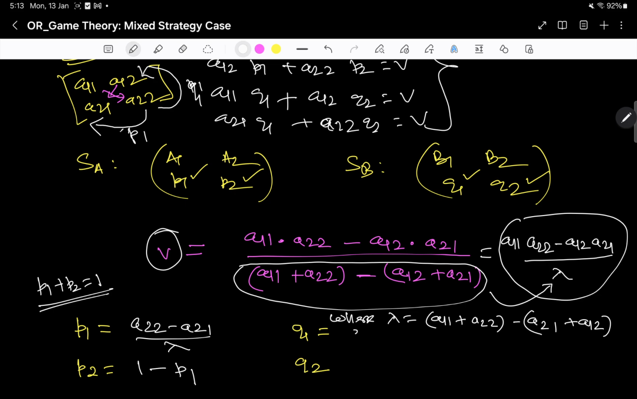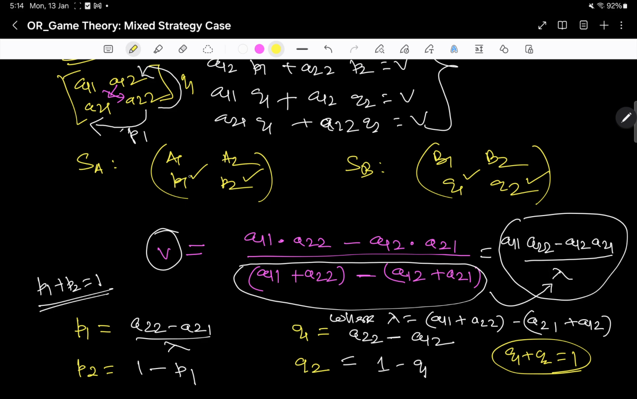So Q1 will be A22 minus A12. This is for my Q1, and once I find Q1, Q2 will be 1 minus Q1, is it not? Because Q1 plus Q2 is equal to 1. It is the probabilistic approach here. In that way we just solve the game.